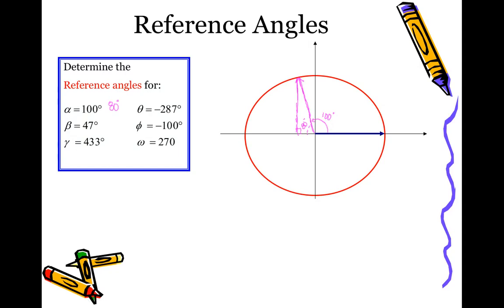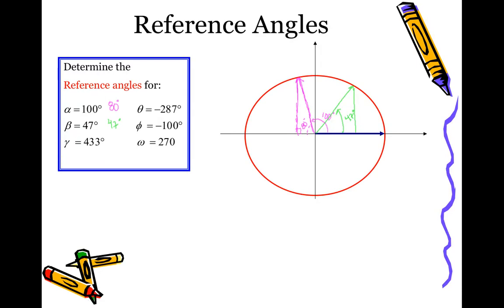What if you had 47? Get a new color. 47, well, that's going to be in quadrant 1. If I wanted to sketch it, that might be like about there. And from here to here, that's 47 degrees. Well, if I dropped a perpendicular, it's just the angle I'm given. It's just 47 degrees.